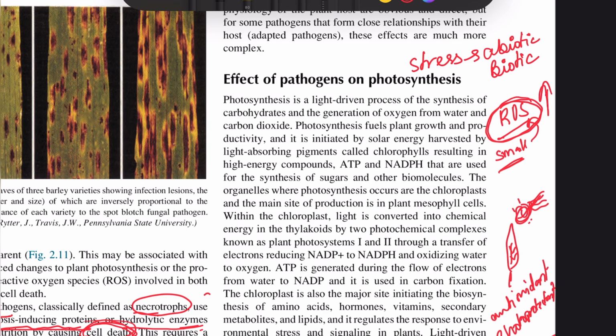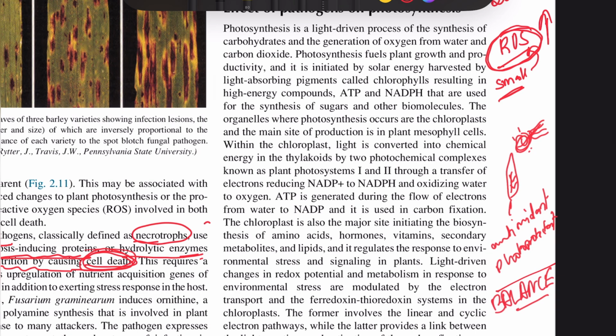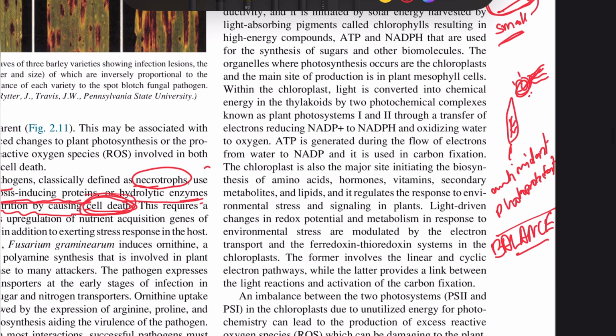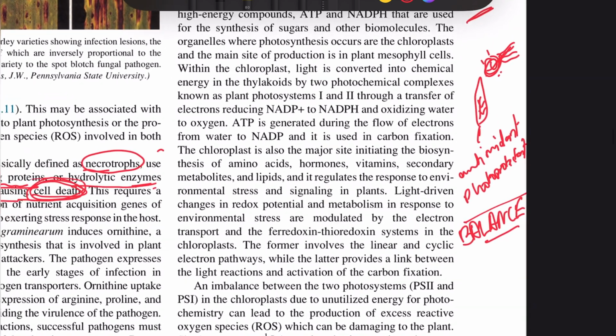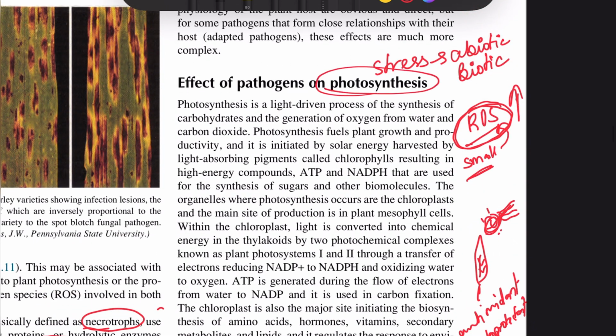Balance. Okay. Now, how pathogens use this against the plant. Some pathogens target the chloroplast. Chloroplast is essential for photosynthesis. They target the chloroplast to stop ROS from building up, so that the plant cannot fight back.